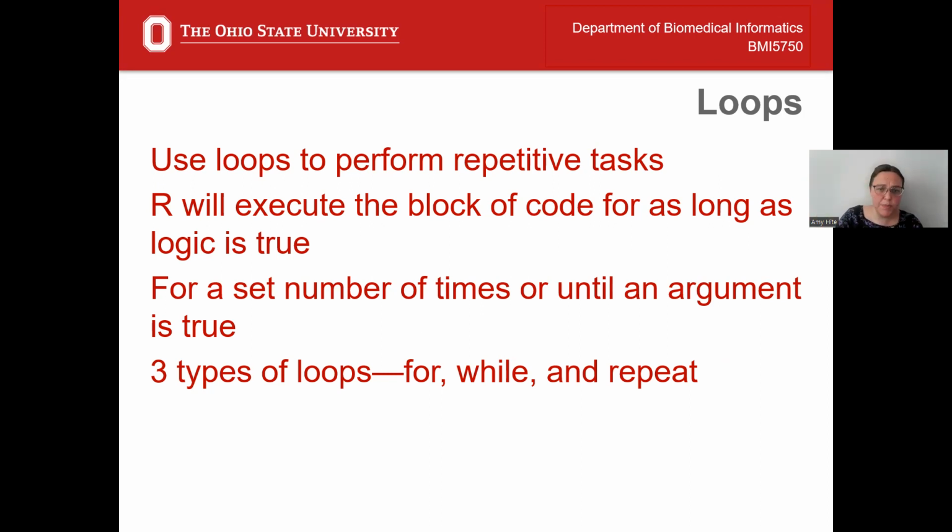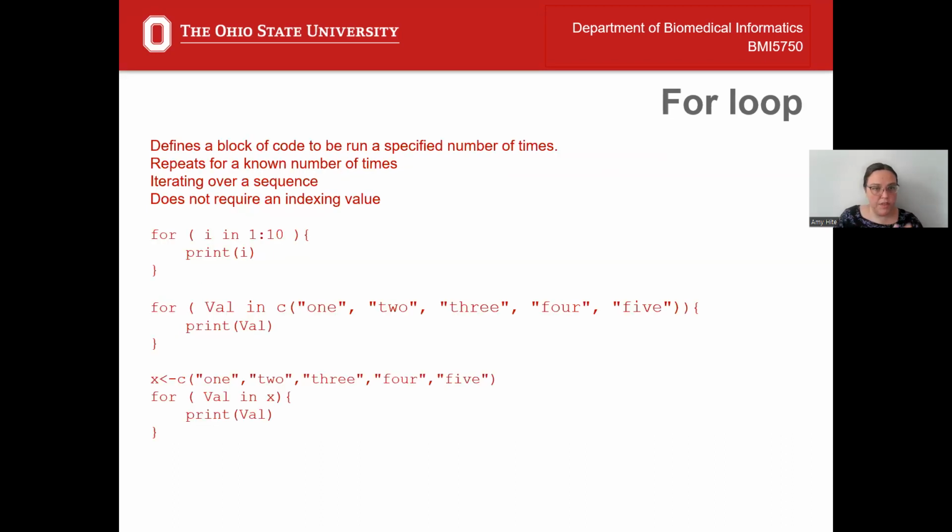There's 3 types of loops. I'm only going to talk about the first one. We have for loops, while loops, and repeat loops. Whiles and repeats, they're a little dangerous because you could get stuck in an infinite loop. For loops, you define how many times this loop is going to run.